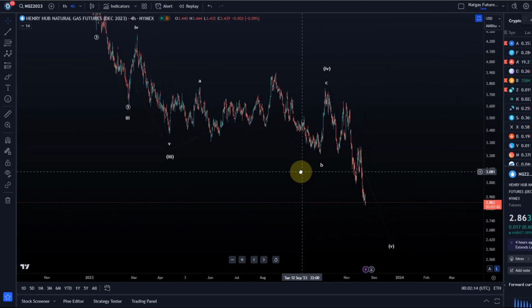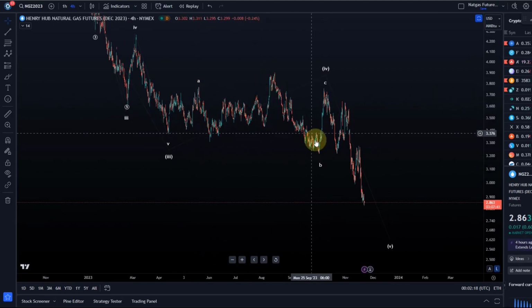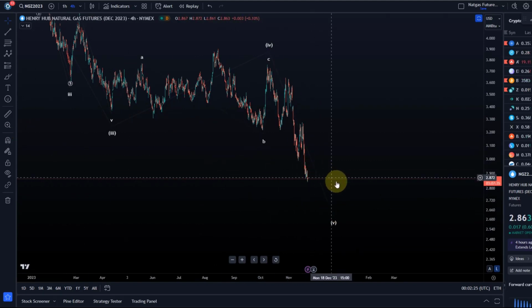A, B, C in wave 4. And then the B wave itself was a flat, an expanded flat, A, B, C. Yeah, and this is now the exciting bit because we're coming down in wave 5. So the idea is, okay, when is this over?